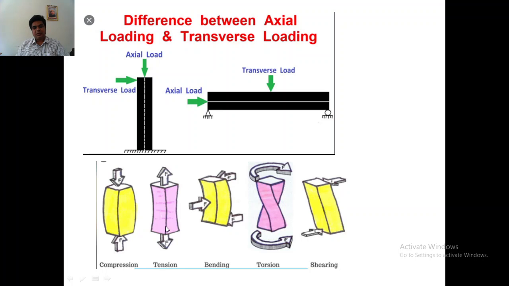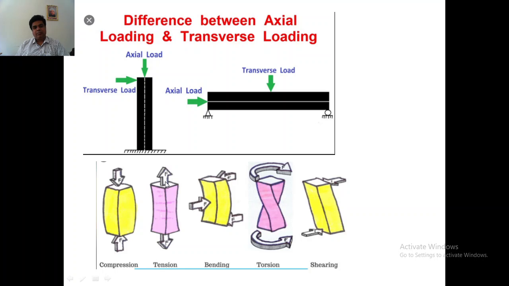And when you apply tensile load on the material, on the component, we say that the material or the component is under tension. So we use the word tension, and the force is called tensile force. So this is a tensile force. Tensile force is an axial force, remember that.